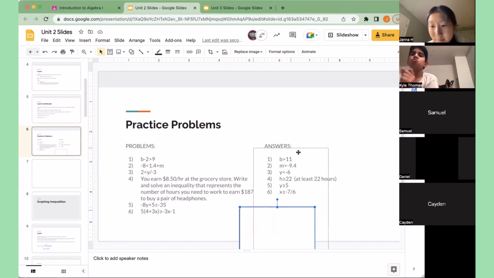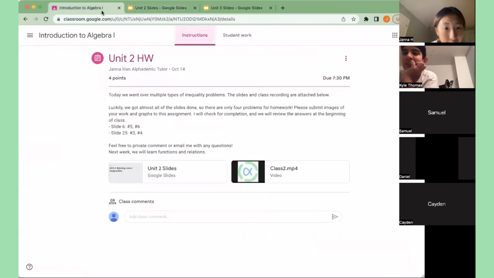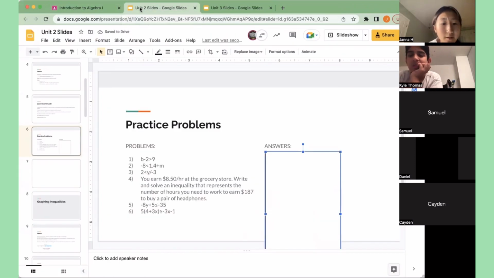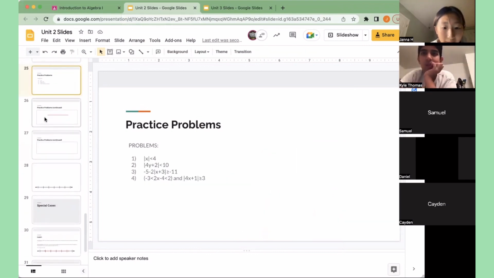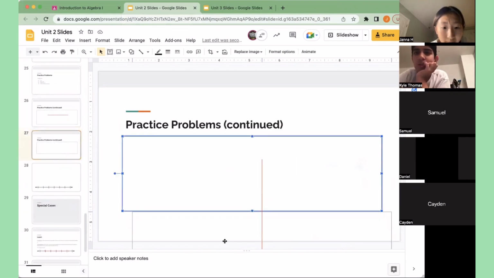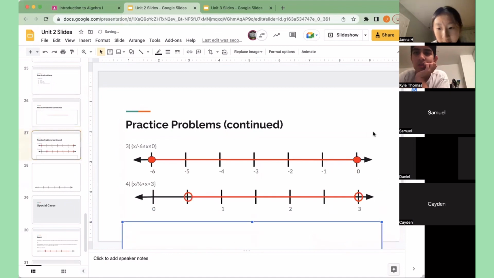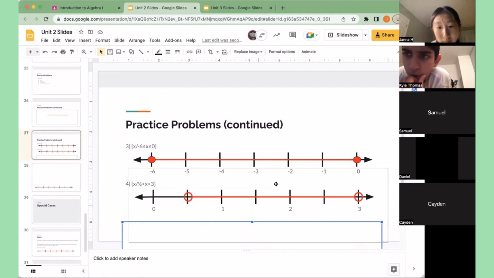Okay. Next, again, we only had 4 problems, so they should be quick. Slide 25, number 3 and 4. This should have been your graph and your answer. Does anyone need me to go over this? Okay.